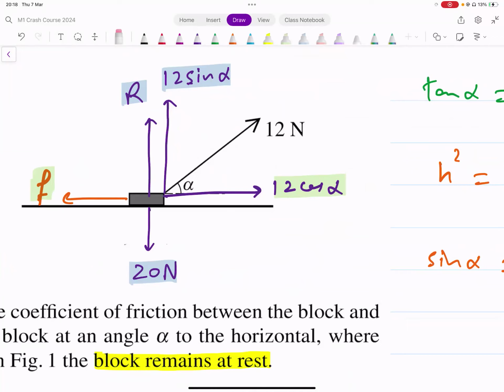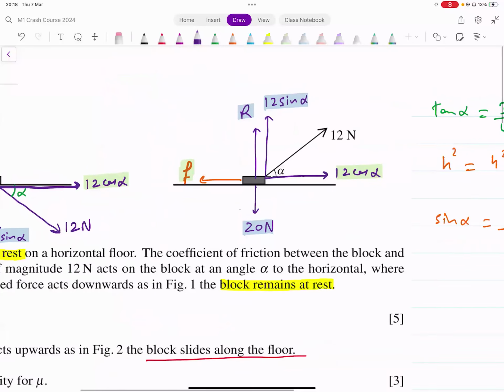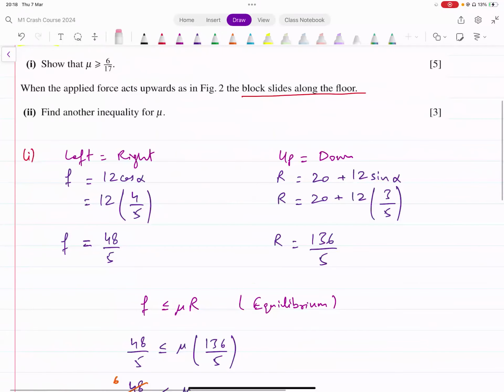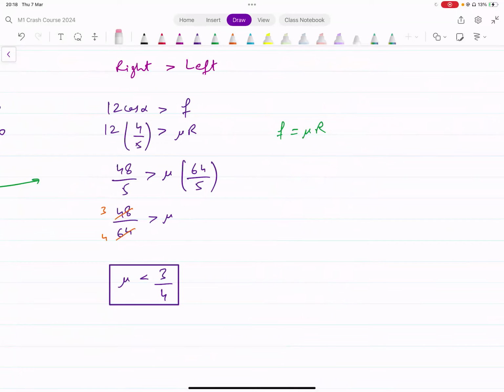So the objects are only going to slide along the surface. If they're moving along the surface, that means you can always equate the forces acting perpendicular to the surface. These forces are always going to be equal. Now, since the block was sliding along the surface towards the right side, we said 12 cos alpha should be greater than F, and that helped us find this other inequality in terms of mu that we were looking for. Mu is less than 3/4.